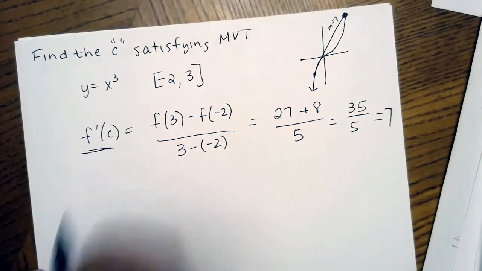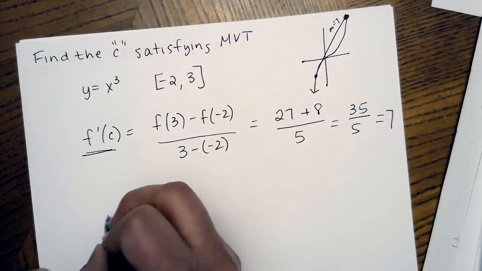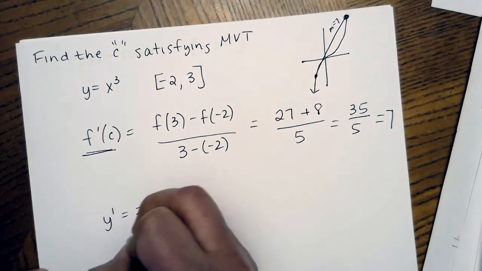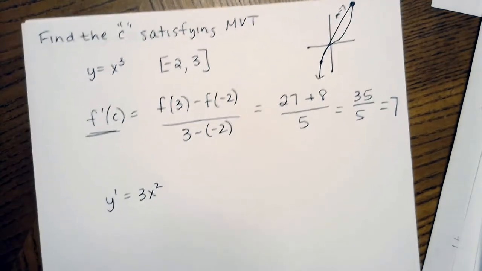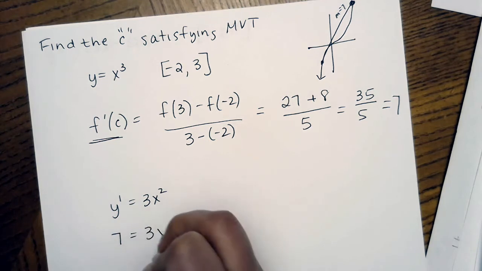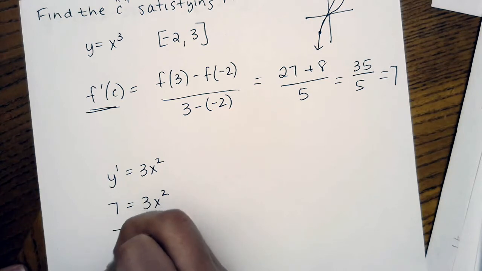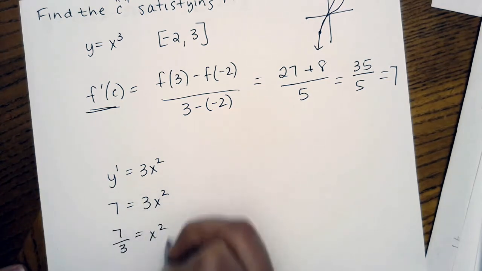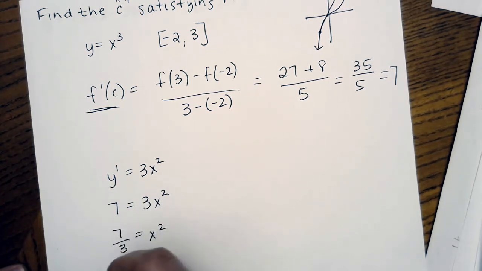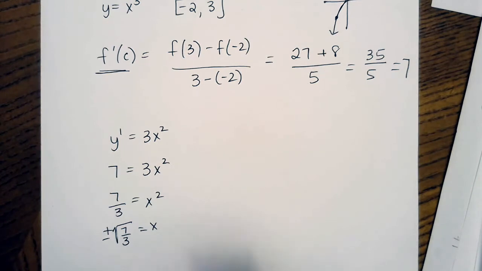That's where we need to find f prime first before we can figure out what c value will make it equal to 7. So I have my y prime is equal to 3x squared. And now I want to know where this is equal to 7. So 7 is equal to 3x squared. Since I just have a plain x squared, I'm just going to solve for it. So I get 7/3 equals x squared, and x equals plus and minus the square root of 7/3.